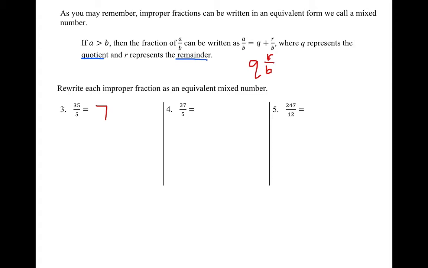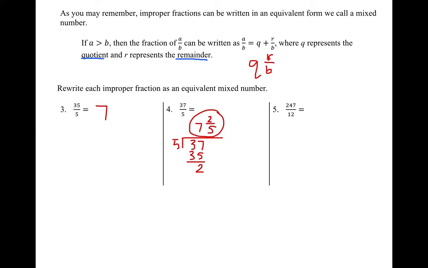If I take 37 and divide it by 5, we can either plug it in a calculator or just quickly do some long division. 5 goes into 37 7 times. I have a remainder of 2. So my answer for this would be 7 and 2/5.